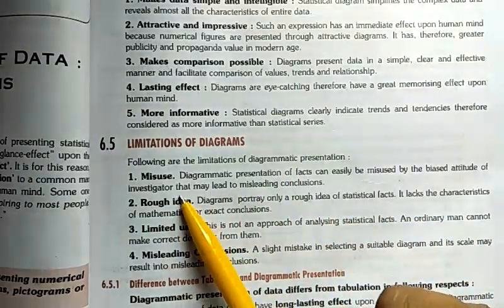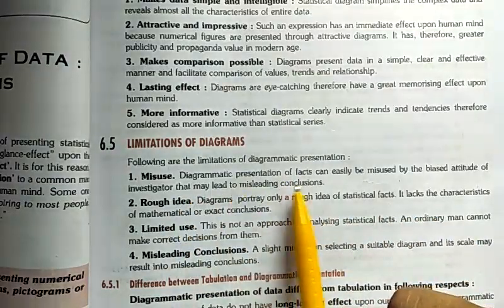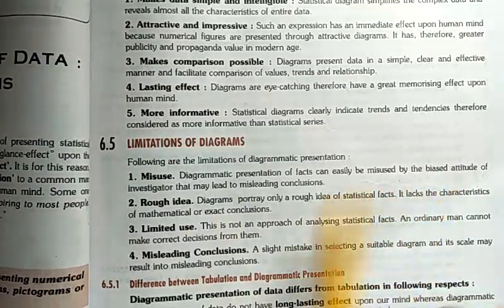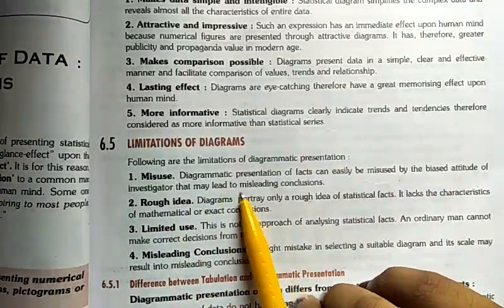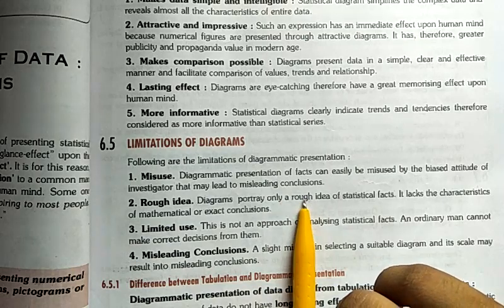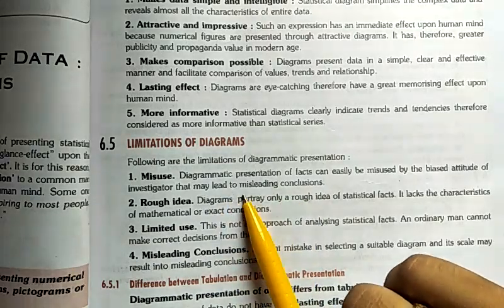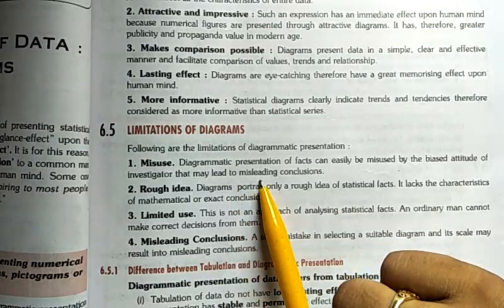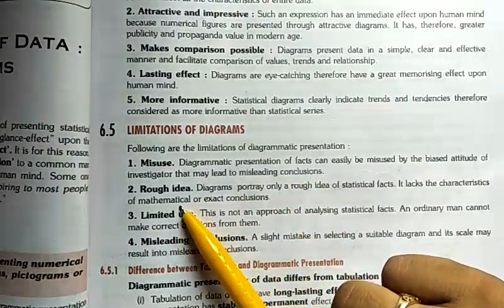Limitations. First of all, misuse. Diagrammatic presentation of facts can easily be misused by the biased attitude of an investigator that may lead to misleading conclusions. So in diagrams, biasness is there. The investigator can present the data with biasness.